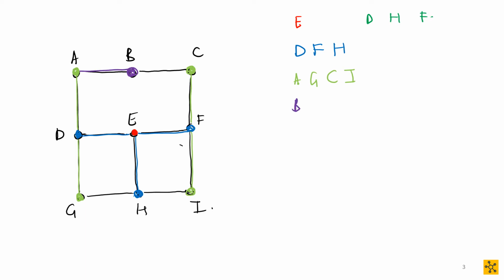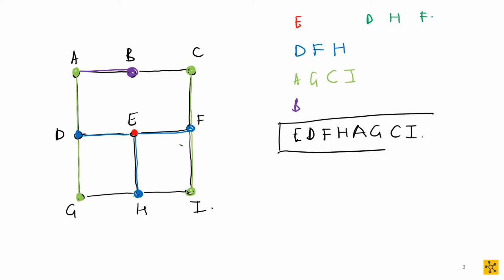Now what you do is you look at all the vertices, and all the vertices are active, so you're done. So you have a tree. And how you would display this is, again, you're going to do it in order of activation. So it's E, D, F, H, A, G, C, I. So that's how you would give it.